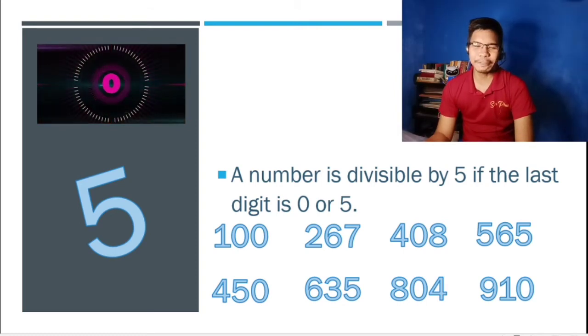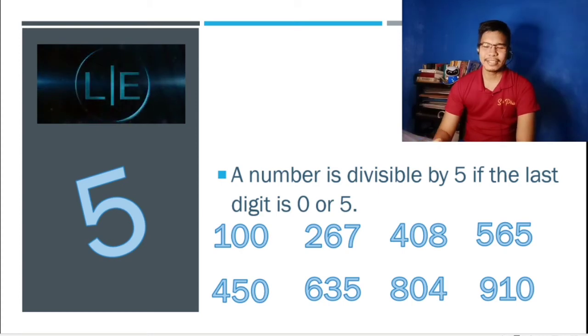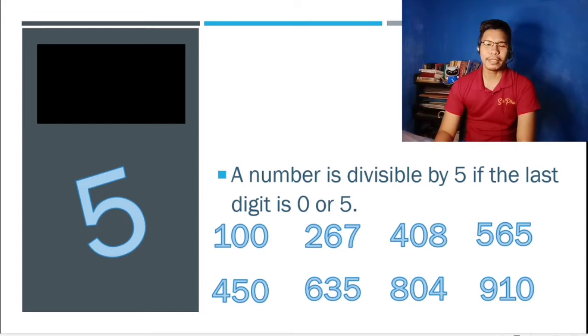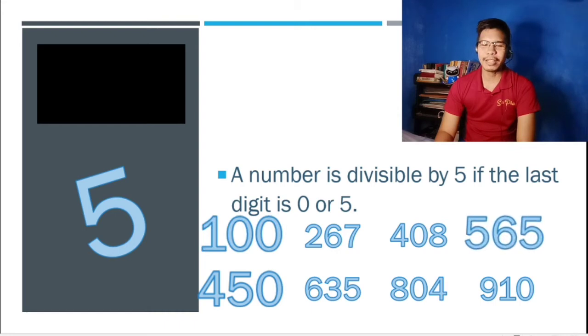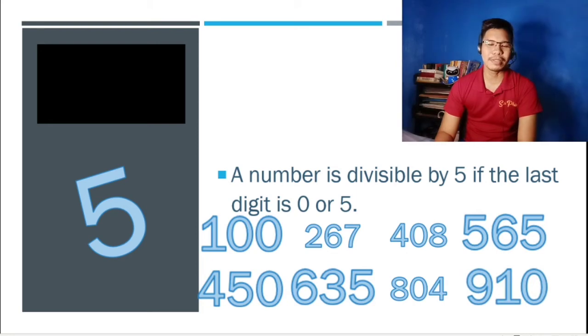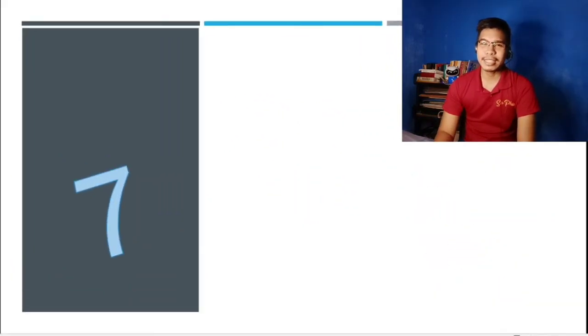10, 9, 8, 7, 6, 5, 4, 3, 2, 1, 0. Time is up. Thank you for this timer. So let us now determine which of these 8 numbers are divisible by 5. Those are 450, 100, 565, 635, and 910, because these numbers end with 0 or 5. A number is divisible by 5 if the last digit is 0 or 5. So let us now proceed with our third number for this episode, which is 7.